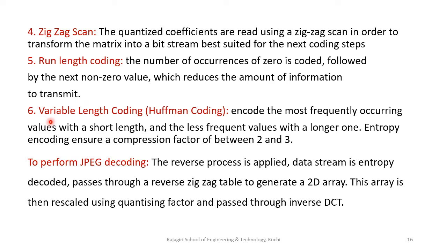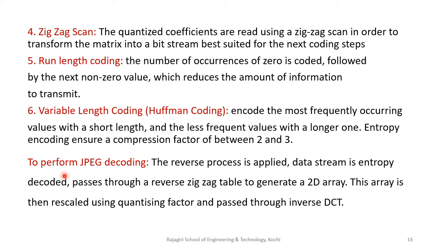The next step is variable length coding or Huffman coding, in which the most frequently occurring values are encoded with a shorter code and the less frequent values are encoded with a longer code. So these two steps will help ensure a compression factor of 2 to 3.